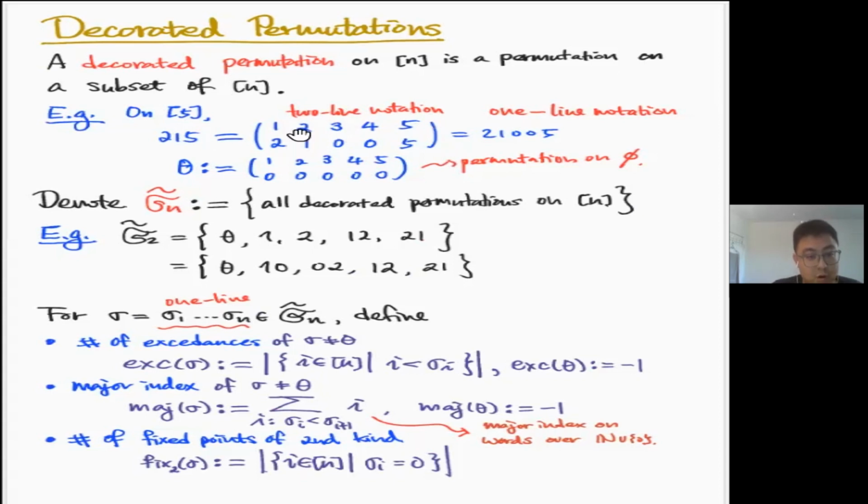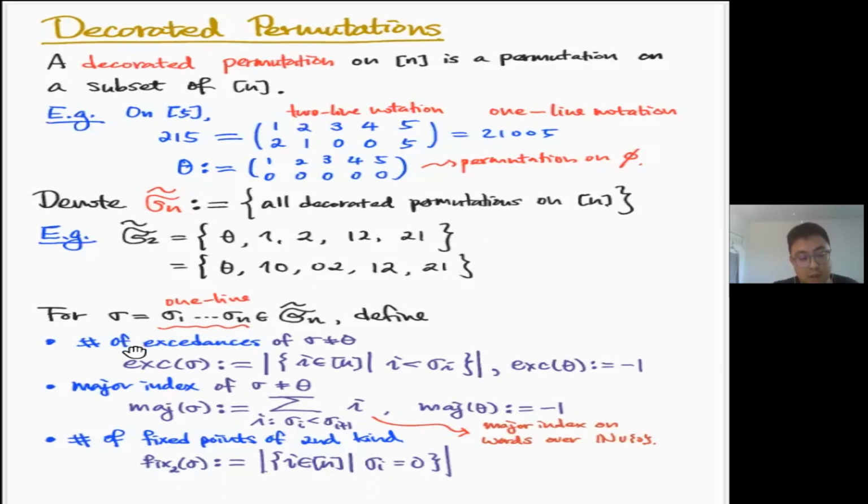There is no 3 and 4, so for 3 and 4 we just write 0, and then we record 2, 1, 0, 0, 5 here. This is what we call the one-line notation of our decorated permutation, and this theta just denotes the permutation on the empty set, where the one-line notation is all 0. We denote S_n tilde to be the set of all decorated permutations on the set 1 through n. When n equals 2, these are the possible decorated permutations, with their one-line notations.